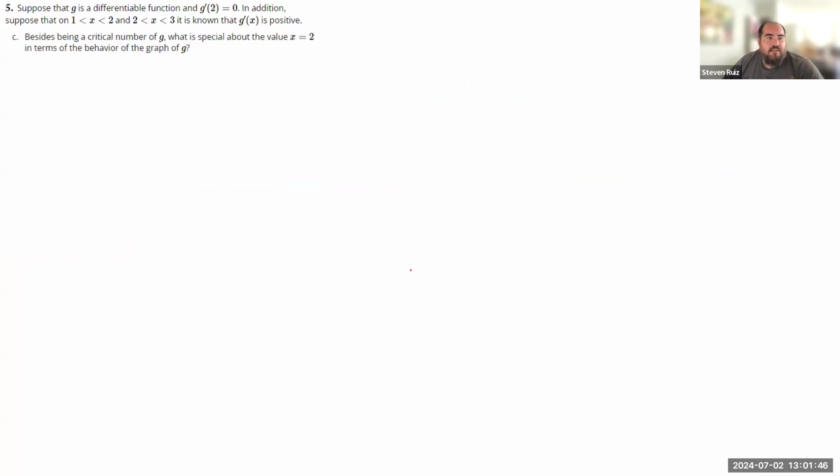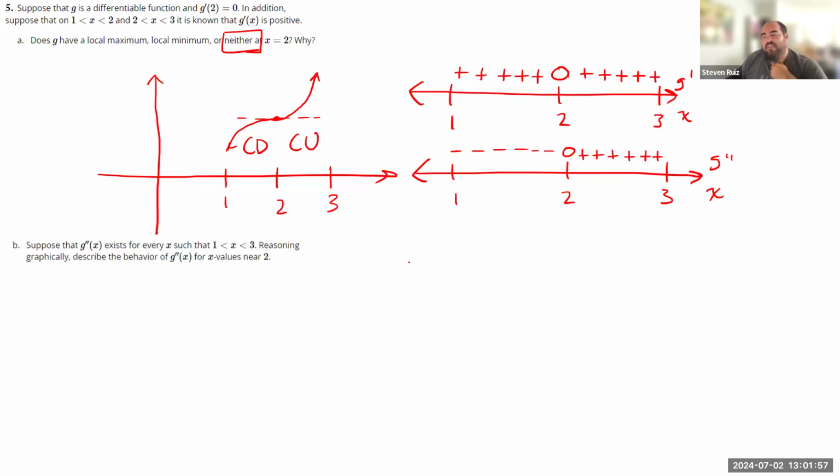And finally, C: besides being a critical number of g, what is special about the value of x? We sort of incidentally answered this question as we were going through this. Since the concavity changes direction at x equals 2, not only is x equals 2 a critical point because the first derivative is 0, it is also an inflection point because the graph goes from concave down to concave up, or equivalently, the second derivative goes from negative to positive.